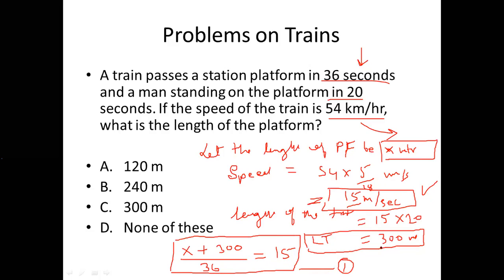We simply take 36 to the other side, so it will be x plus 300, and if we multiply 36 into 15, how much will it be? 540. X plus 300 is equal to 540. So how much will x be? X is equal to 240, because after deduction of 300. So we have this answer over here. So answer B is correct.